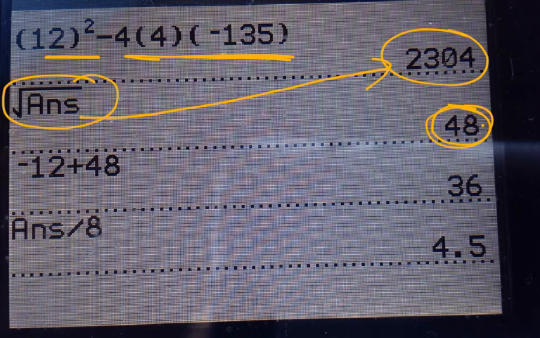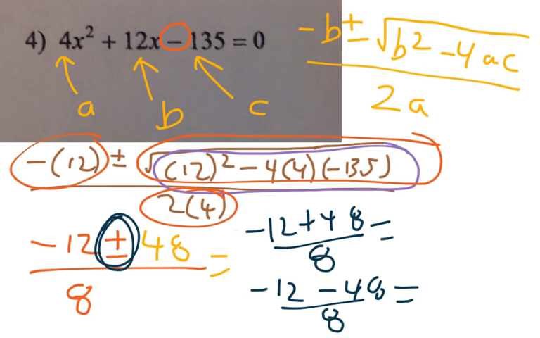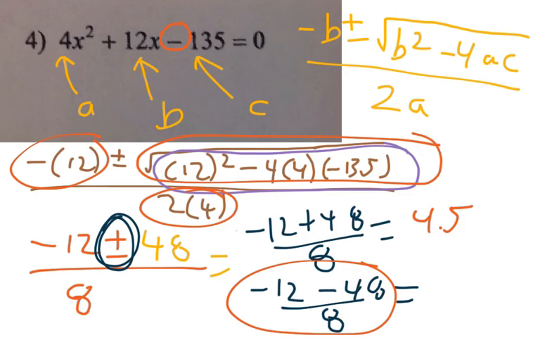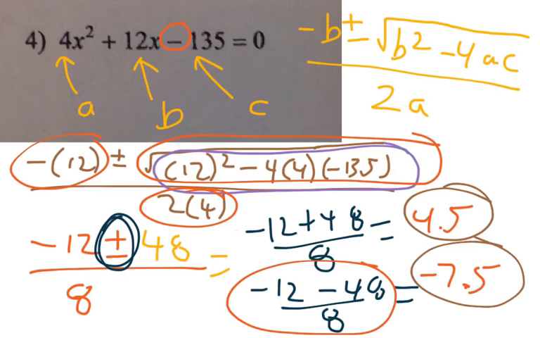As you can see right here, negative 12 plus 48 is 36. Once I divide it by 8, I get 4.5. So this right here is 4.5. And now I'm going to do negative 12 minus 48 divided by 8. Right here, negative 12 minus 48 is negative 60. Divided by 8 is negative 7.5. So, our solutions are 4.5 and negative 7.5.